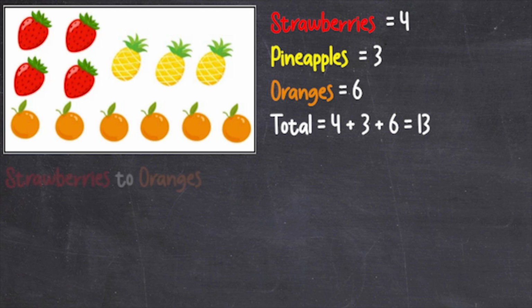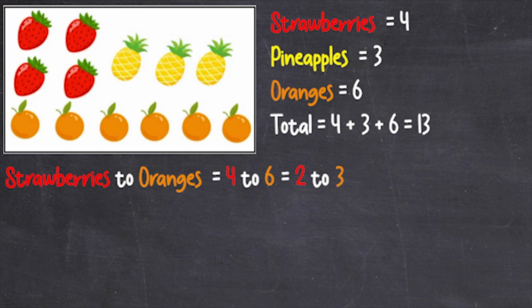The first one is strawberries to oranges. There are 4 strawberries and 6 oranges, which can be written as the ratio 4 to 6. But wait, this can be simplified. The numbers 4 and 6 have the greatest common factor of 2. That means we can divide both the numerator and denominator by 2, which gives us a final ratio of 2 to 3. That's all we had to do to find the first ratio.